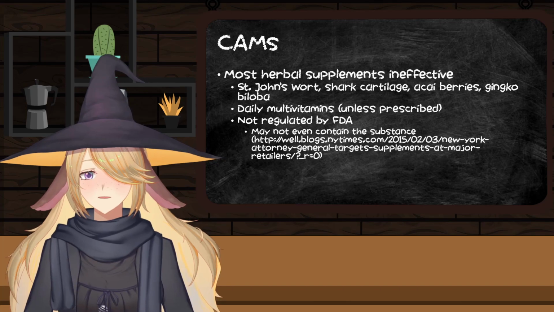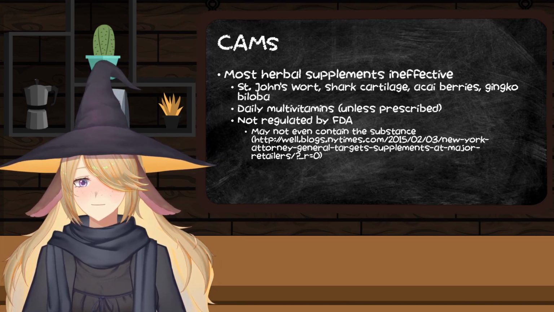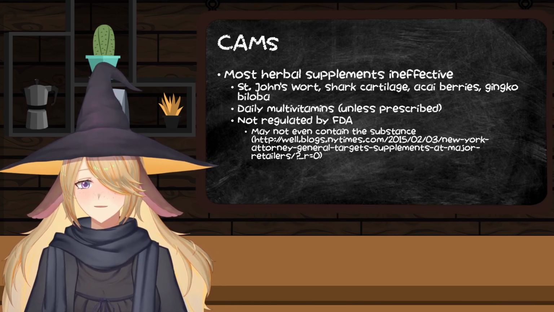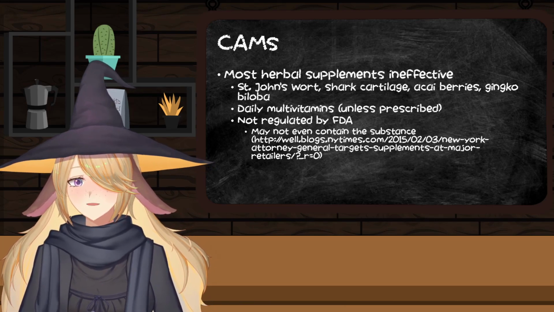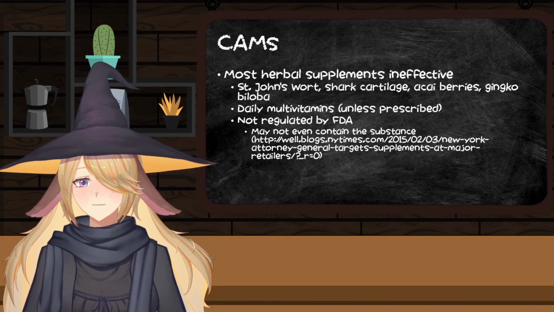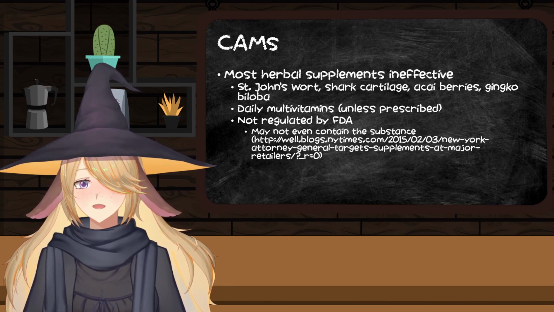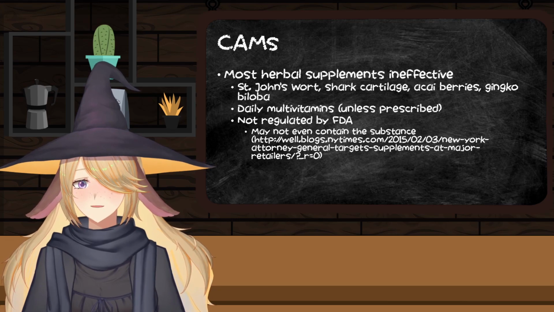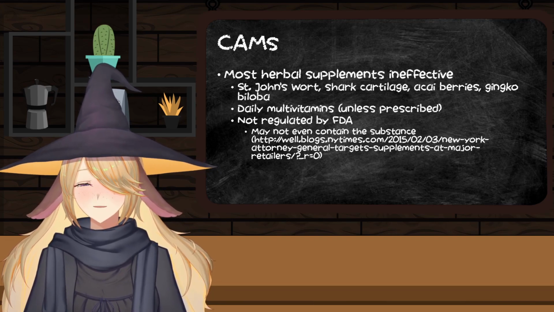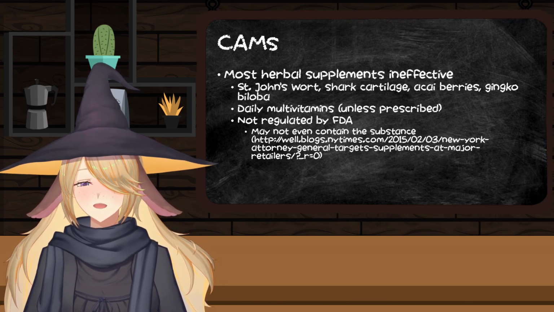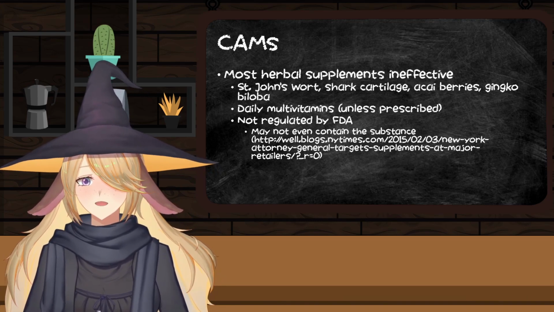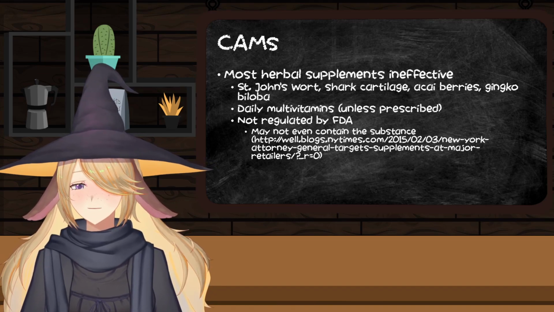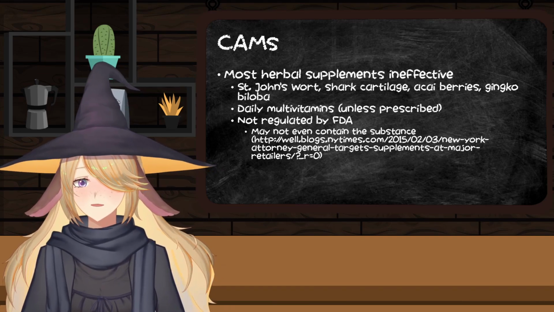So when we're thinking about the specifics, a lot of herbal supplements that people attribute a physiological or psychological effect to don't actually work. Stuff like St. John's wort, apple cider vinegar, shark cartilage, superfoods like ginkgo and acai berries tend to not have that big of an effect on people's physical health. Even daily multivitamins, unless they've been prescribed, tend to not be that beneficial to most people because they have such high concentrations of vitamins that unless the person is experiencing a deficiency, your body doesn't know what to do with those high concentrations.